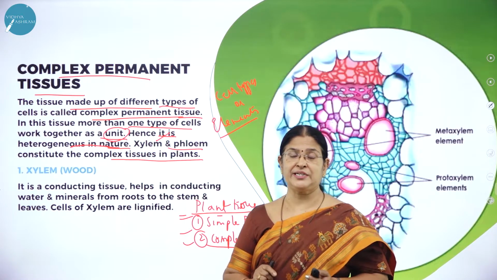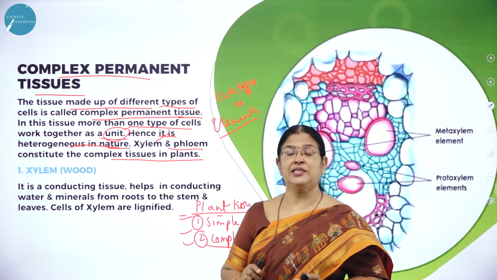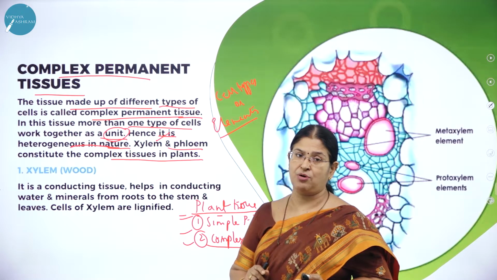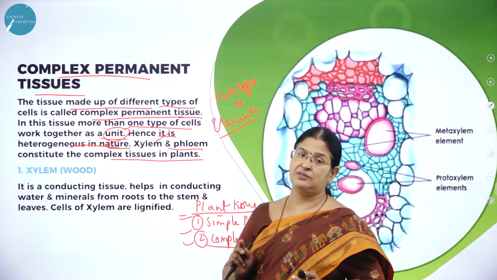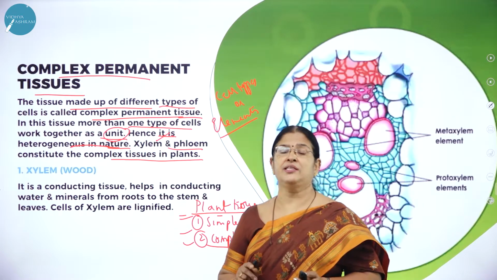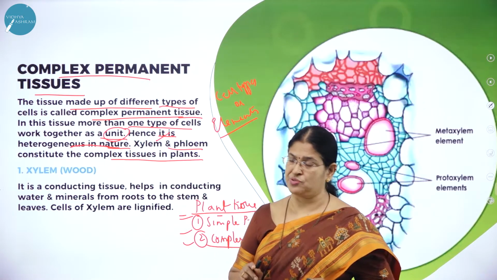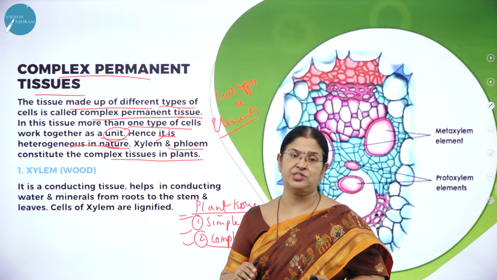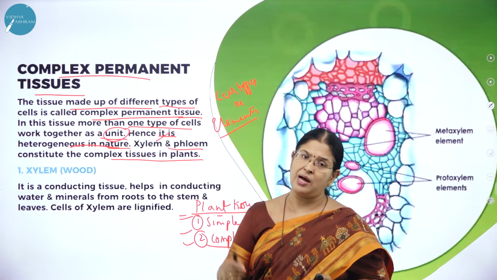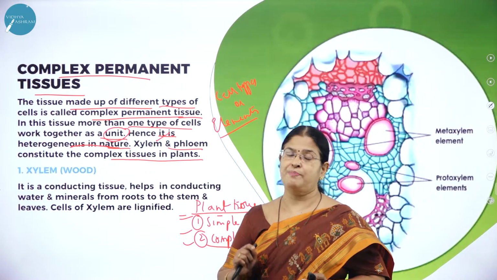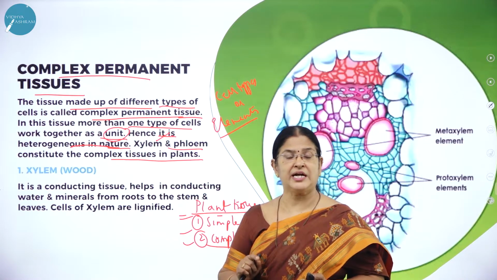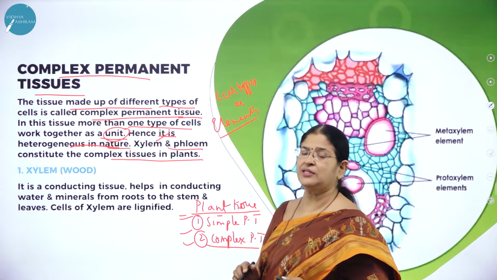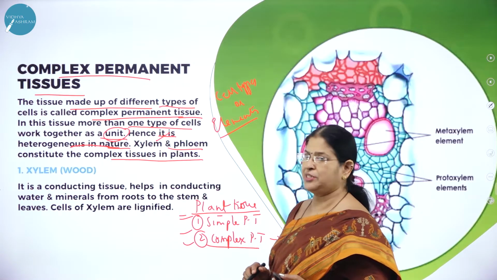What do you mean by conducting tissue? Transporting tissues. They are also called vascular tissues. Namely, xylem and phloem are called vascular tissues. They are otherwise called conducting tissues or transporting tissues, where xylem is mainly involved in the conduction or transportation of water from downwards to upwards, whereas phloem or bast is mainly involved in conduction of food from upwards to downwards. So together they are called complex permanent tissues.